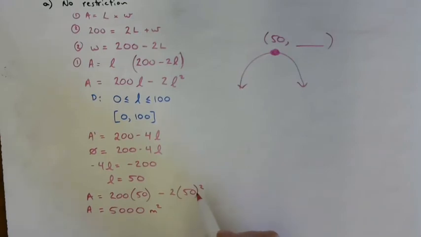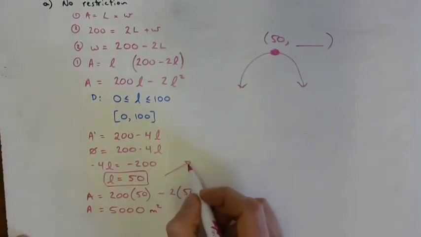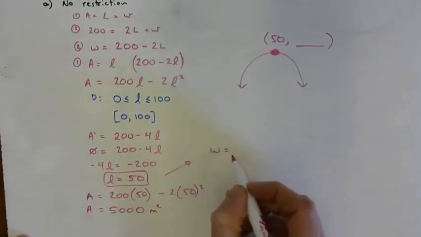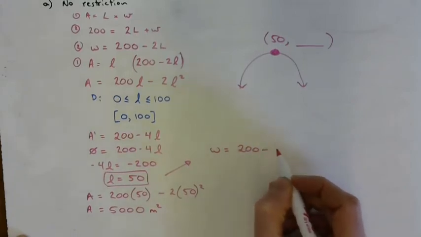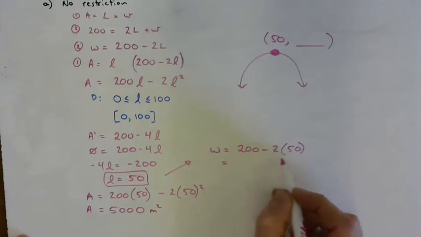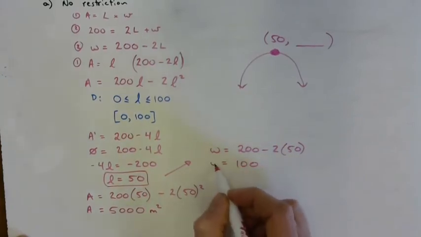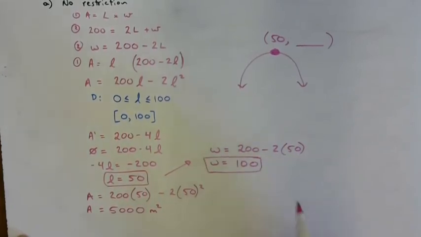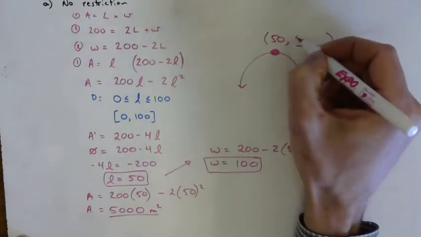So I didn't really read the question very carefully. We need the dimensions, not necessarily the max area. So I have a length of 50, and then we need to find our width. So our width is 200 minus 2 times the length, which is 200 minus 100, which is 100. So there's our two dimensions, and we get a maximum area of 5,000 meters squared.